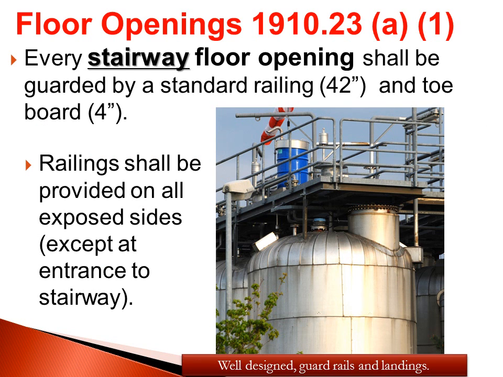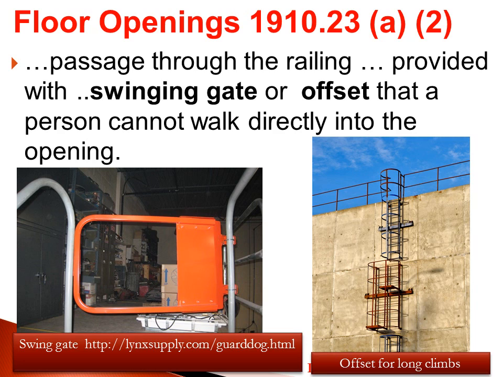A little less obvious with the skylights. Floor openings also include that stairway. Floor openings shall be guarded by a standard railing and a toe board. Railing shall be provided on all sides except where the entrance and the exit way is. So this platform is appropriately guarded by a 42-inch standard railing and a 4-inch toe board. A toe board is that area that you see at the bottom where the toe is, and that also prevents material from being kicked and falling off of the edge of the walkway.